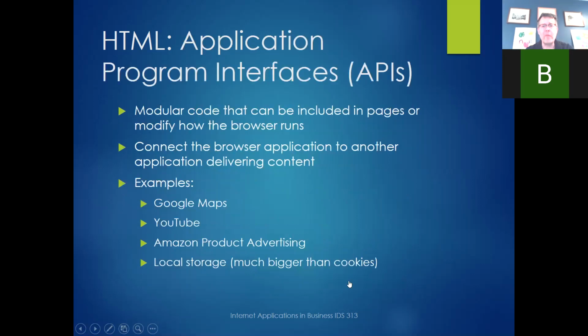Okay. Last little bit about HTML, application program interfaces, or APIs. So APIs basically allow you to interface with other applications. Since we're talking about a browser, the first application is the browser, and the other application is something else. For example, Google Maps. You open up your browser, you have the web page there, there's a big chunk in the middle of the screen where Google Maps does its thing.